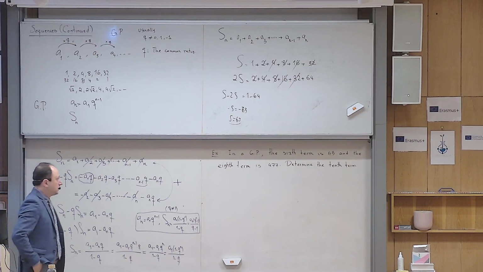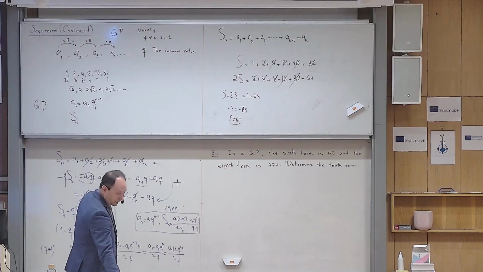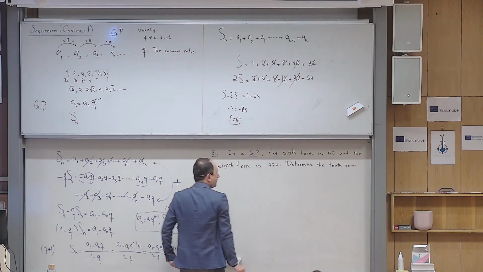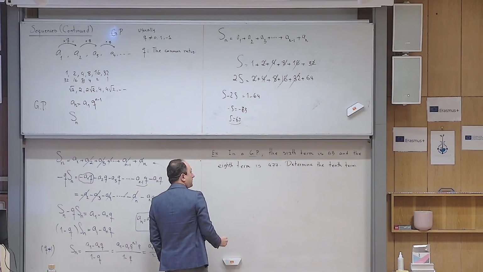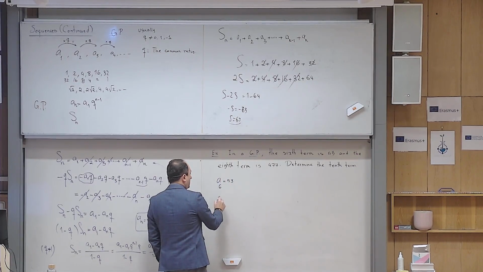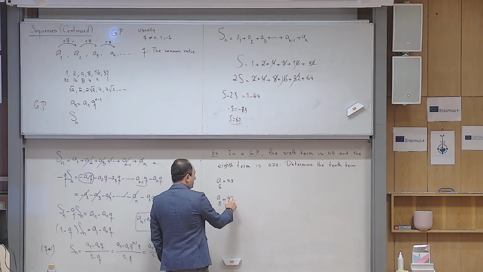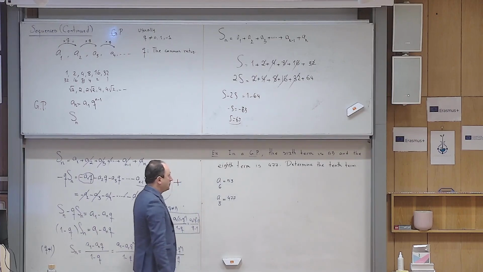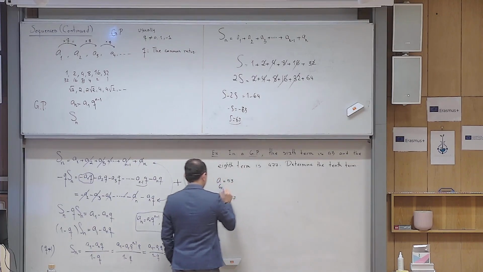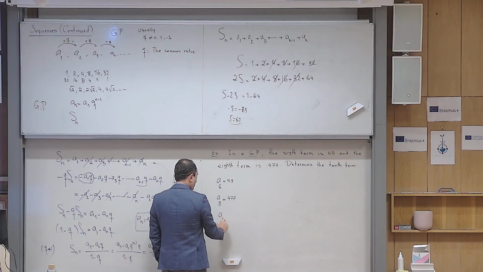So how should we do that? Let us read the information. I have a GP, a geometric progression. The sixth term is 53. So it means term number 6 is 53. And term number 8 is 477. I want to determine term number 10. So let me write, A number 10 is needed.